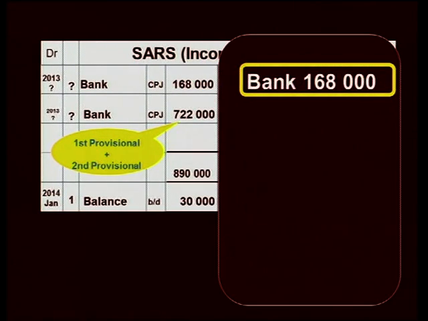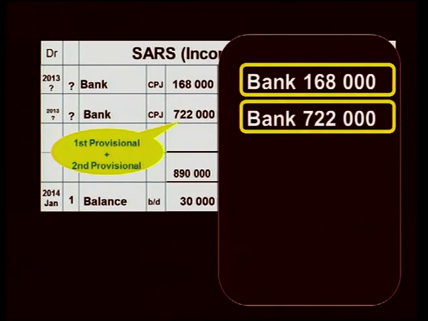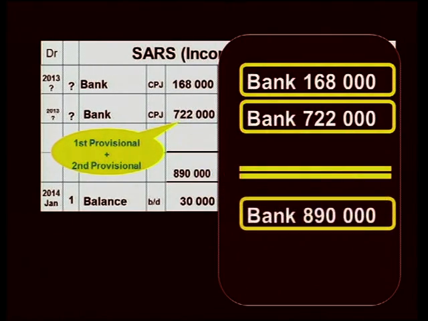168,000 was paid for SARS or tax due from last year, 722. And the beauty of this is you can replay this DVD and go and look at my argument to get to the 722 again. And that will give me a total of 890,000 Rand. But there's another way of looking at this.